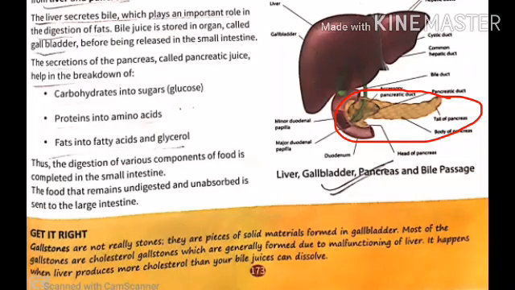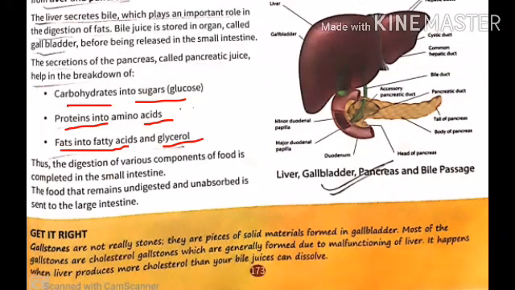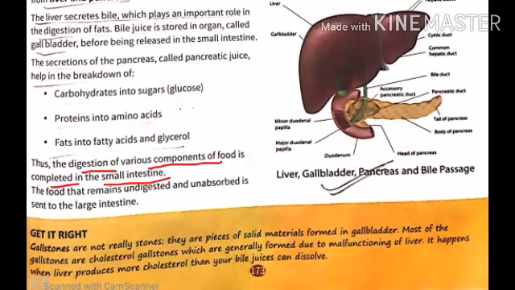Next is the pancreas. It is about 6 inches long, located in the abdomen behind the stomach. It is shaped like a flat pear. The pancreas secretes a thick, colorless, very alkaline fluid known as pancreatic juice. It helps in the breakdown of carbohydrates into sugar, protein into amino acids, and fats into fatty acids and glycerol. Thus, the digestion of various components of food is completed in the small intestine, and the undigested and unabsorbed food is sent to the large intestine.